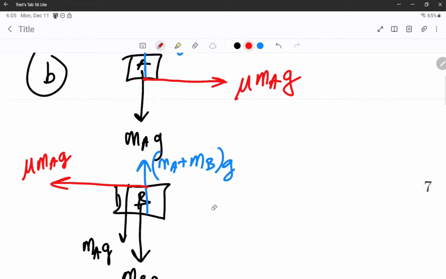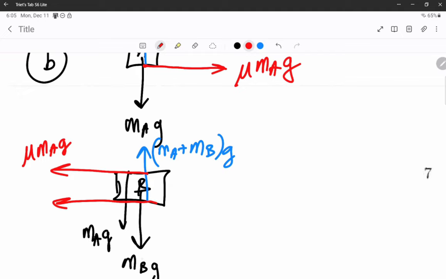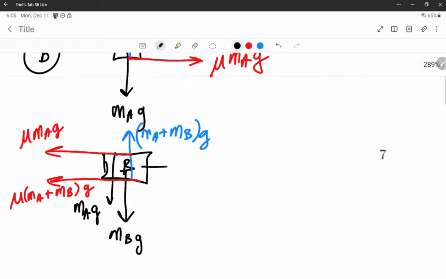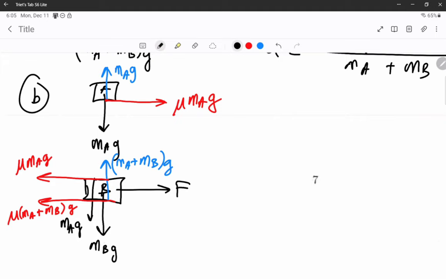That's one. You also have another friction force from B on the ground, so that is mu N. And N in this case is (mA + mB)g. And then you have the applied force to the right as usual.